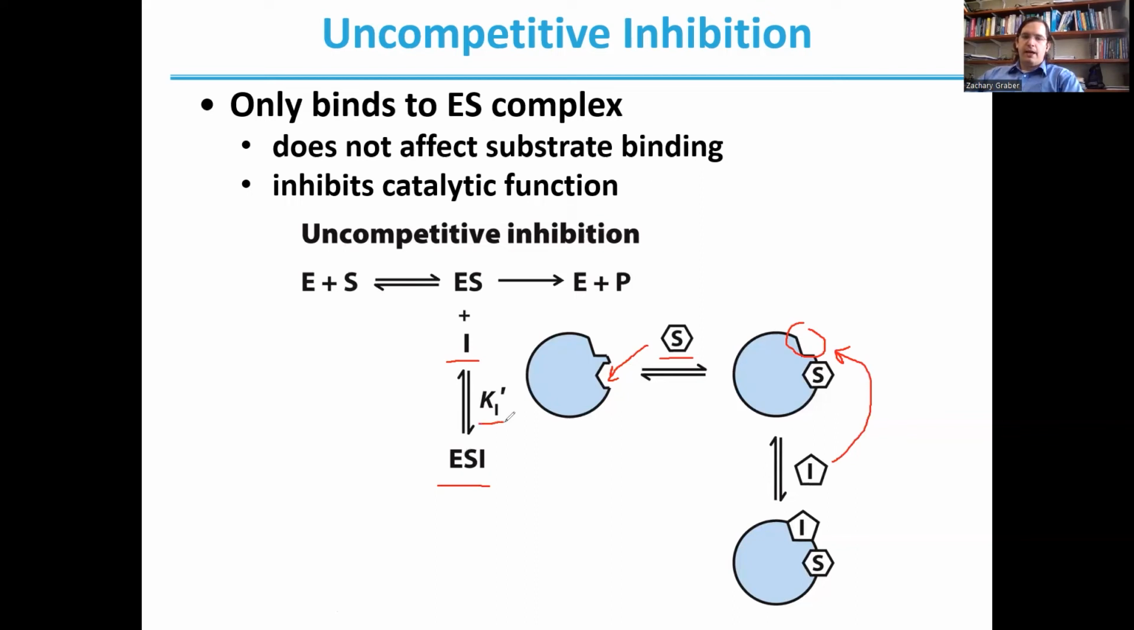So we have another Ki here that's relating to the binding constant of our inhibitor. In this case, we put a little apostrophe. So this is Ki prime in order to indicate that this is a different binding than our competitive inhibitor that would be binding to the main substrate binding site.